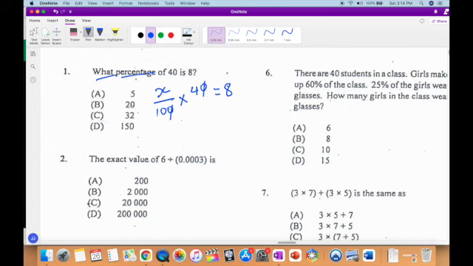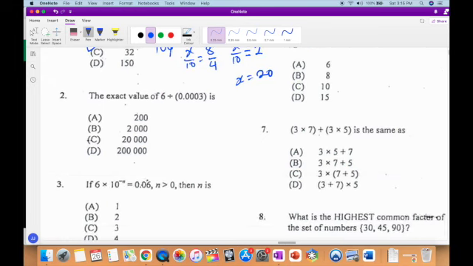So I will throw the 4 across, so I have x over 10 is equal to 8 divided by 4, so therefore x over 10 is equal to 2, and therefore x is 20. So the answer there is 20. What percentage of 40 is 8? It's 20%. So be careful how you read the question.